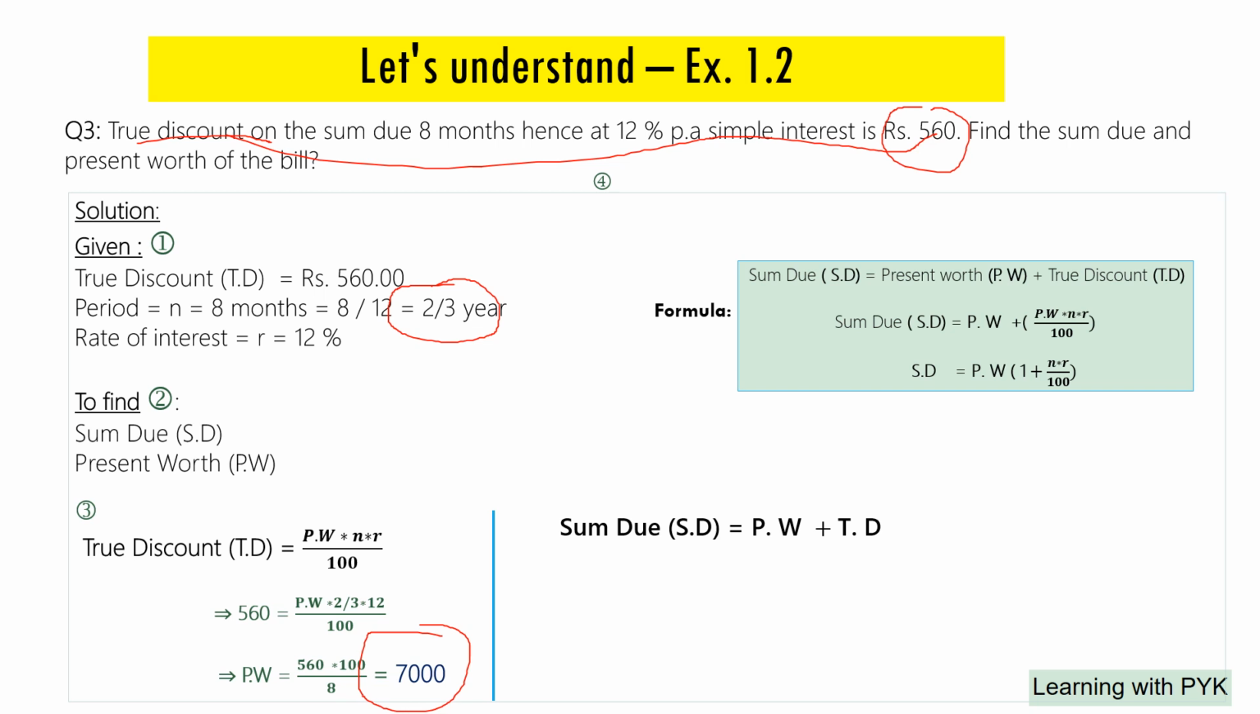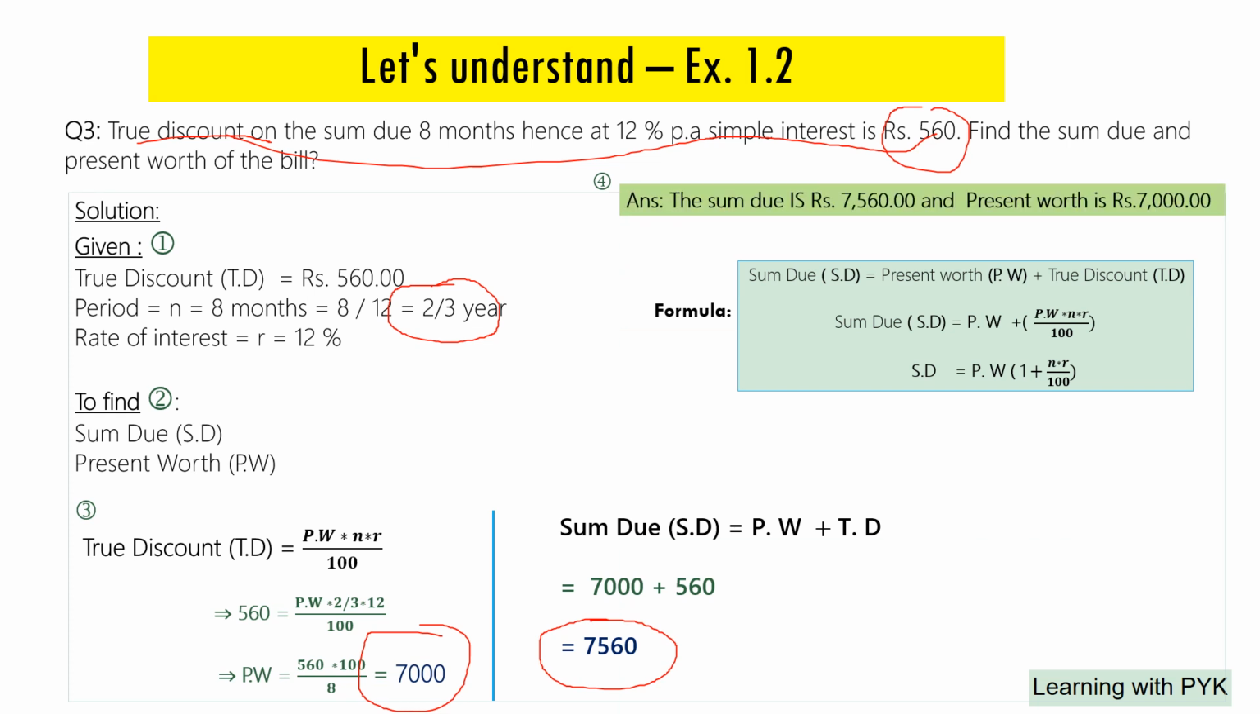Now, since we have PW and we know the true discount, let's substitute the values. We get 7,000 plus 560. This means it is 7,560, the sum due after a period of 8 months. So the sum due is rupees 7,560 and the present worth is 7,000.